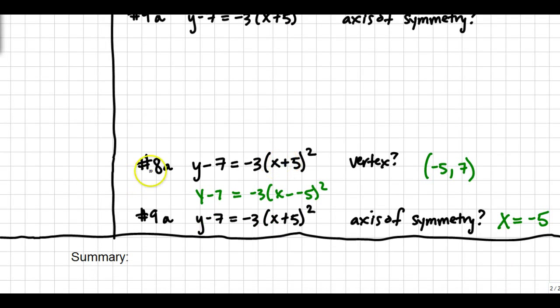So when you're writing number 8a, take the opposite of what you see here, so that's a negative 5. Opposite of what you see here, so that's a positive 7. So the vertex is at negative 5 comma 7. And then for the axis of symmetry, you have to have the vertex in order to figure that out. So you just take x equals, and then you just grab the x part of the vertex.